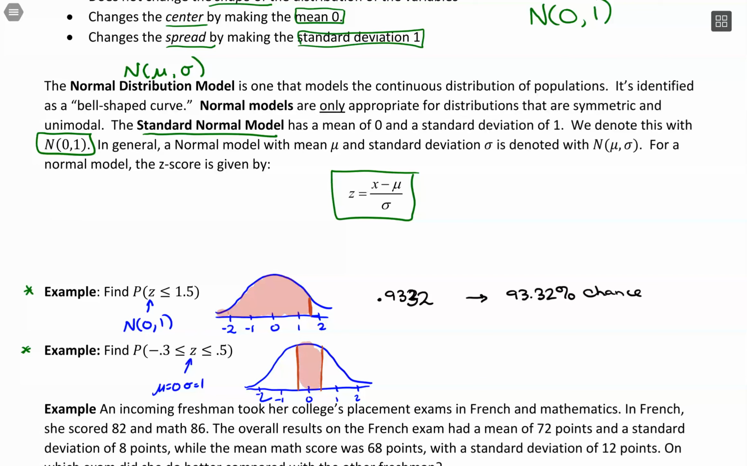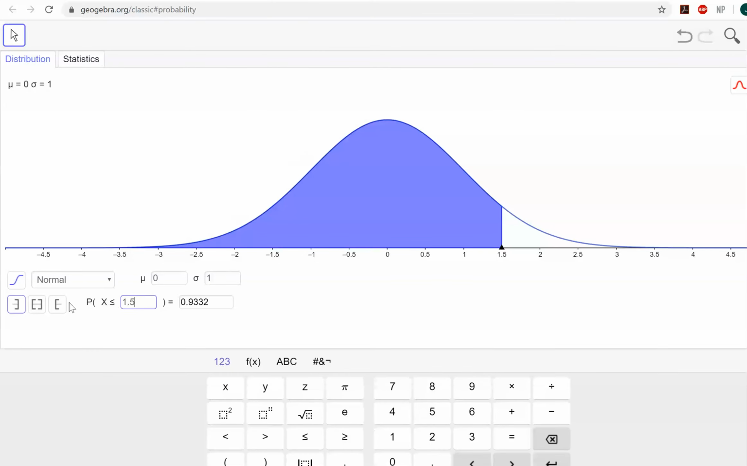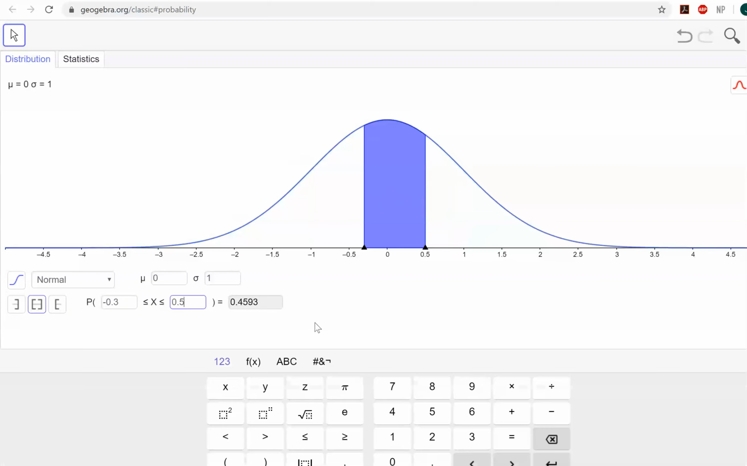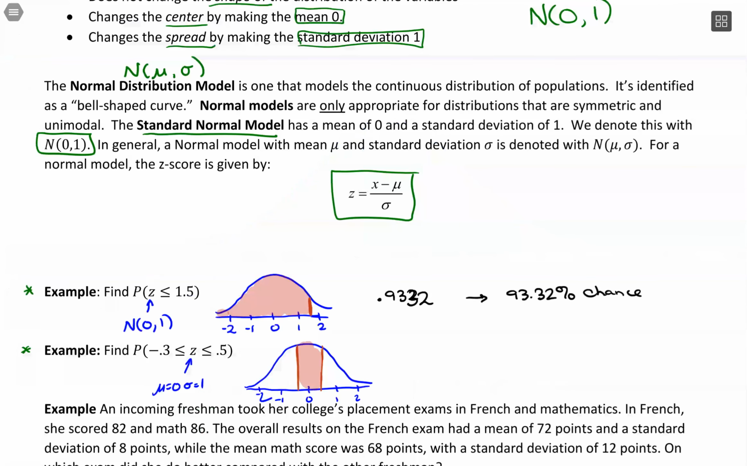So if we go to GeoGebra, we're going to look between, so this will be our interval, and then we'll have a negative 0.3 and a positive 0.5, which will be a 0.3094. Or if we needed a sentence, 30.94% chance. So when you're given probability notation like this, if they're using X here, they'd have to tell you about the mean and standard deviation that they want you to use. But if they just write Z there, it's implying mean of 0, standard deviation of 1.